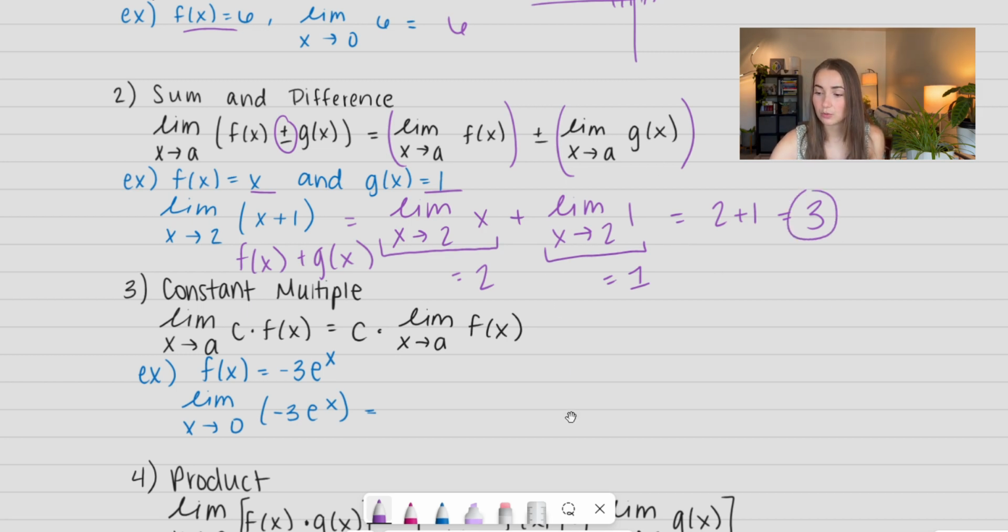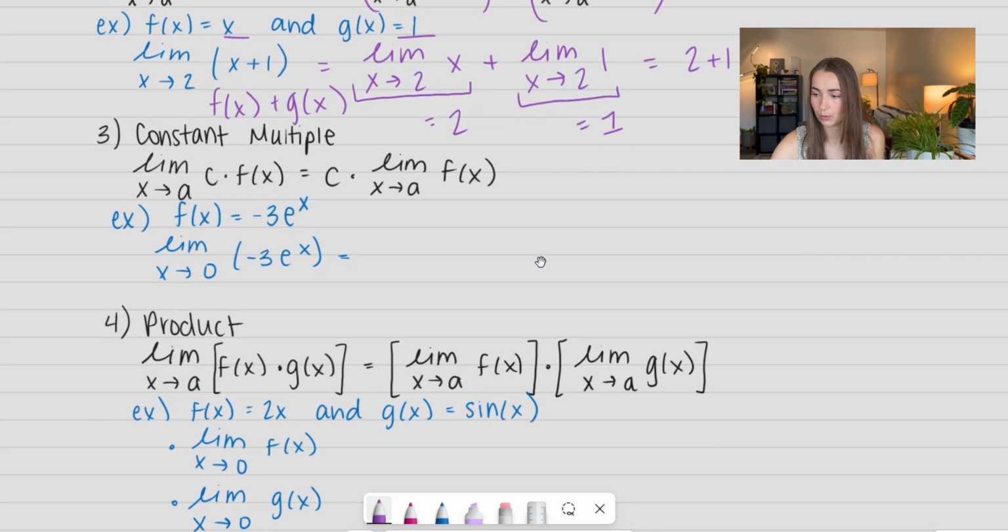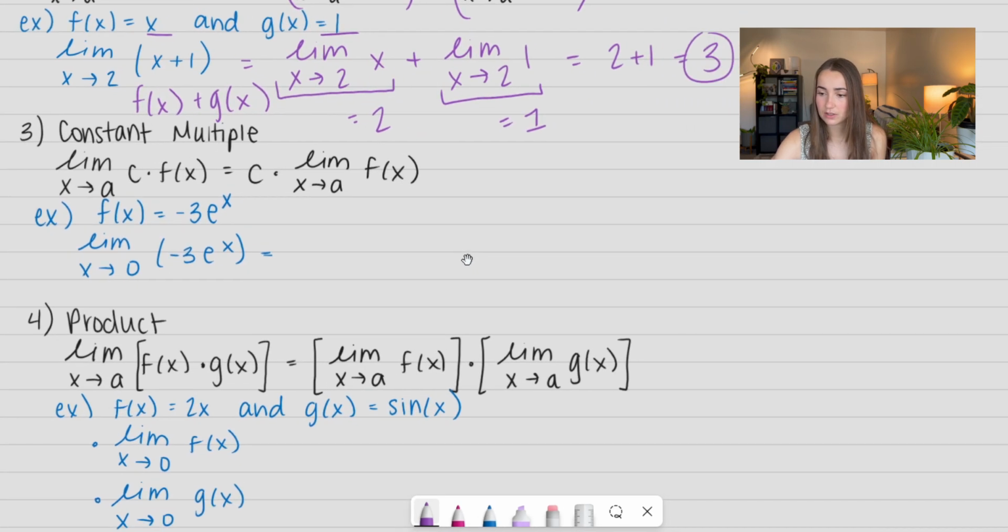So now we have another rule, the constant multiple rule. So let me scoot this over a little bit. When we have a function and we multiply it by some number c, we can pull that c out, and then we're left with the limit on the other side. So let's see an example of this.